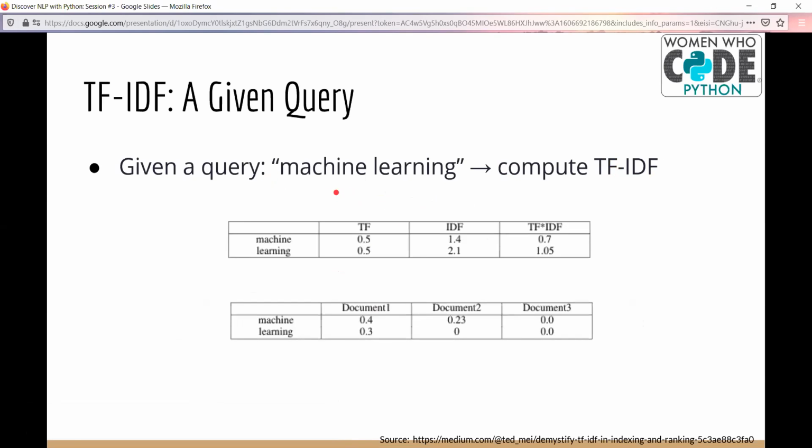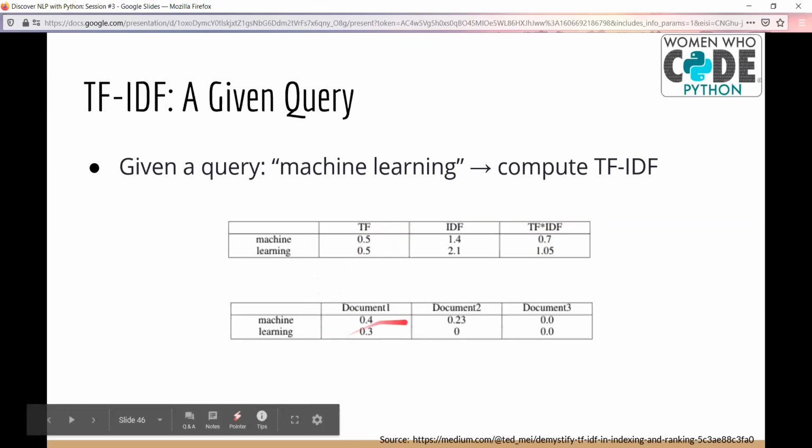So let's say we have a query now, machine learning, these two words, and we want to compute the TF-IDF. So you can see more clarity here. Machine would be given this TF score and the IDF score would be this. And after multiplying both of those terms, this would be the final TF-IDF score. And in terms of the documents, these three would be the numbers that we would be getting. This is in terms of the sentences.